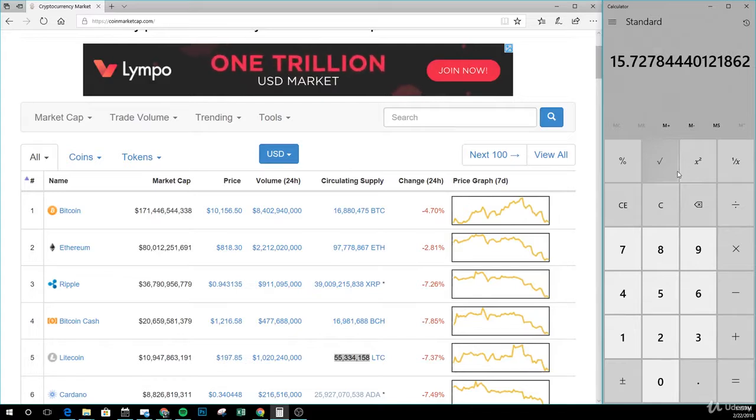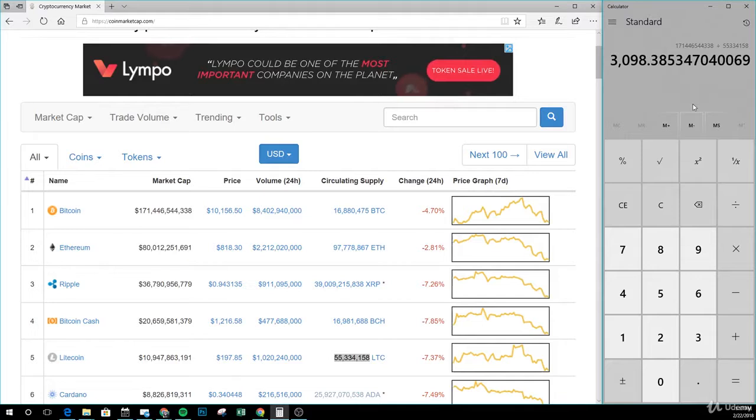Of course, there's a lot of hurdles for it to reach the level of fame and name ID and popularity of Bitcoin, as we've pretty much alluded to throughout the course. But hypothetically, if Litecoin were to hit the market cap of Bitcoin, and you were to buy Litecoin at $197, you would pretty much multiply your investment by 16 times.